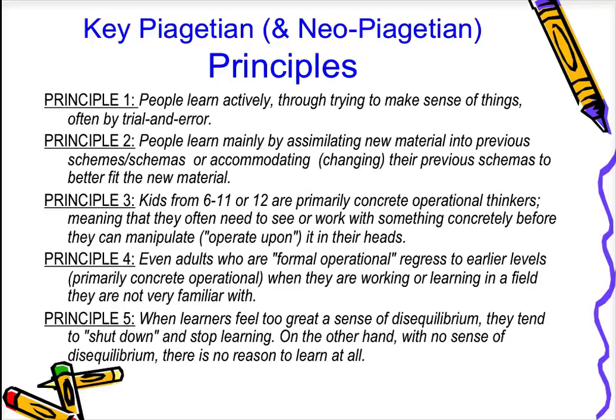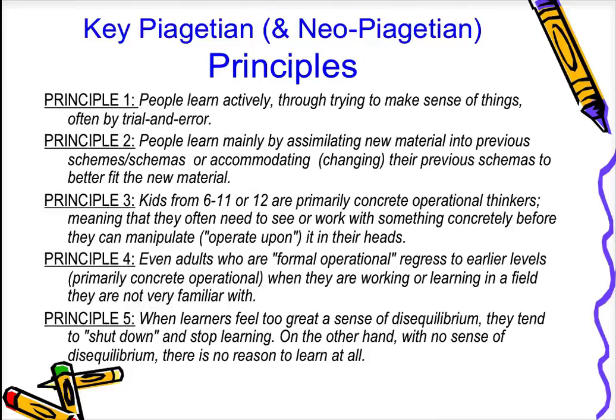However, if you want to think about Piaget, what are some key Piagetian and neo-Piagetian principles that apply to teaching and learning? Principle 1, people learn actively through trying to make sense of things, often by trial and error. In other words, don't expect people to just learn passively the way I am expecting you to learn from this screencast, but hopefully not just that.